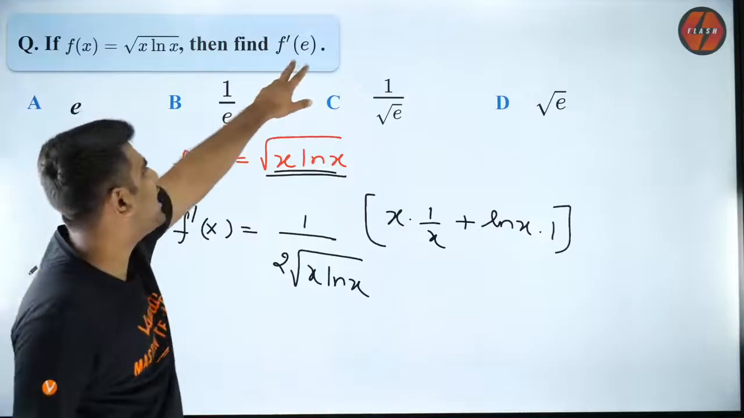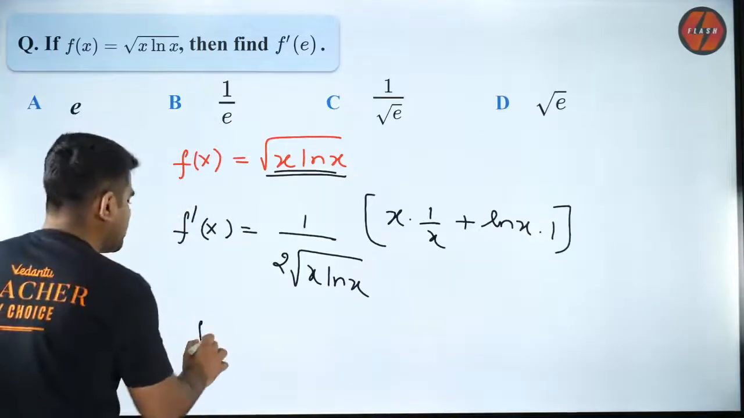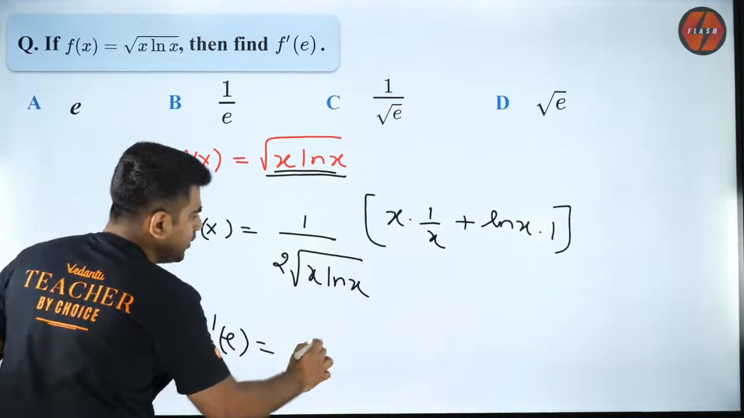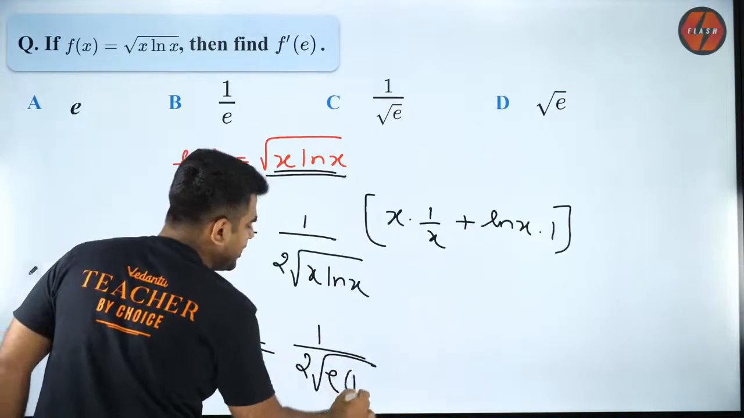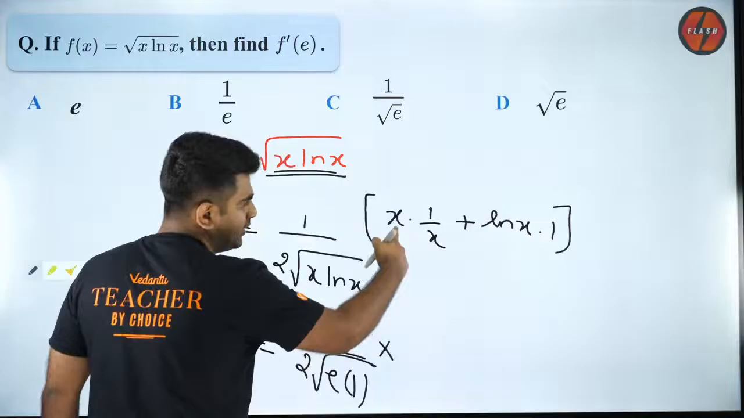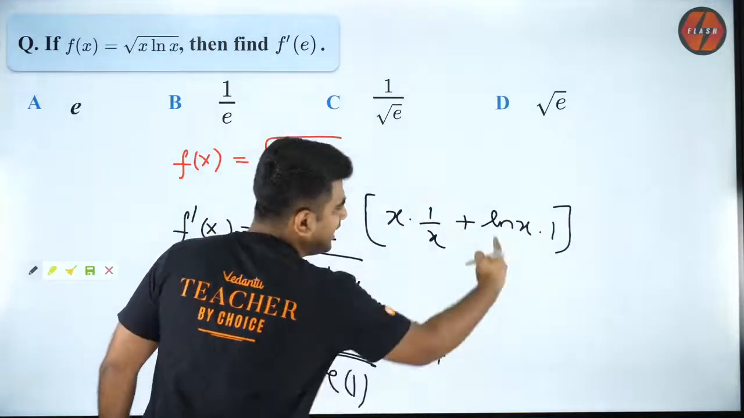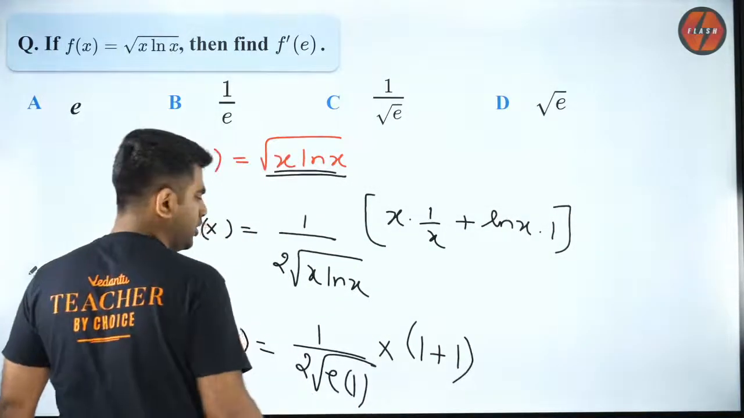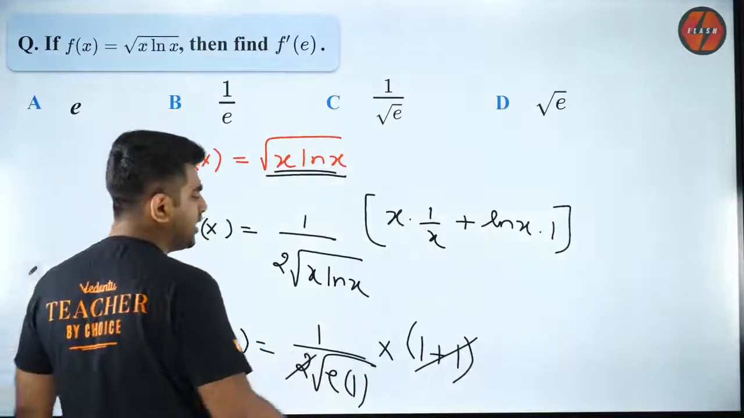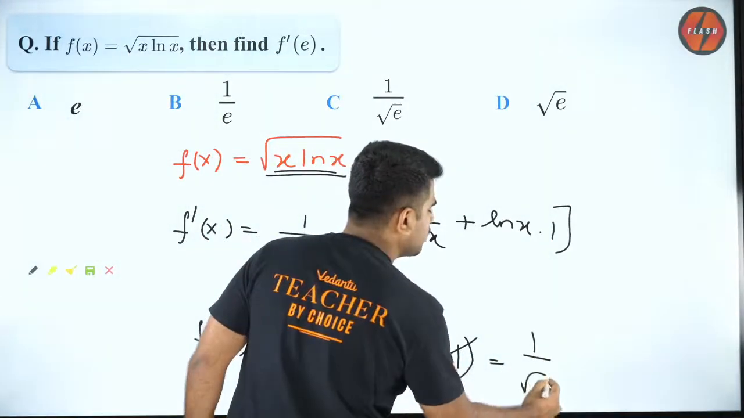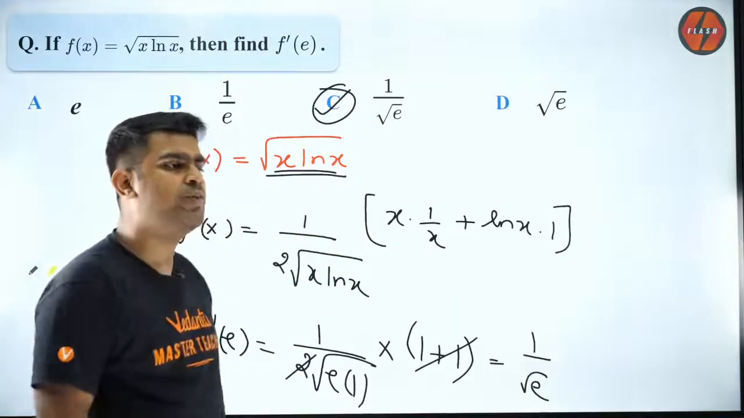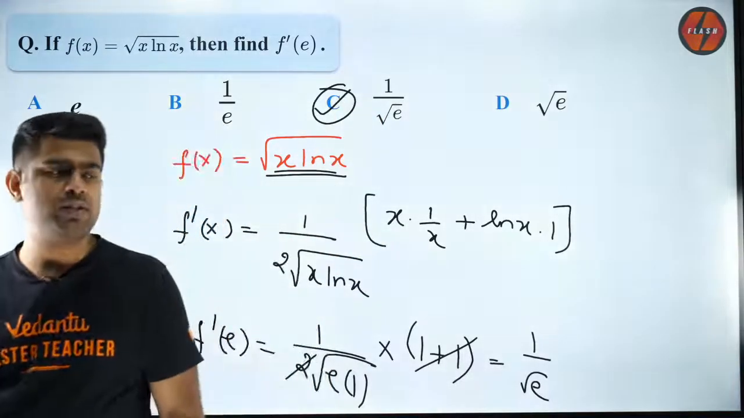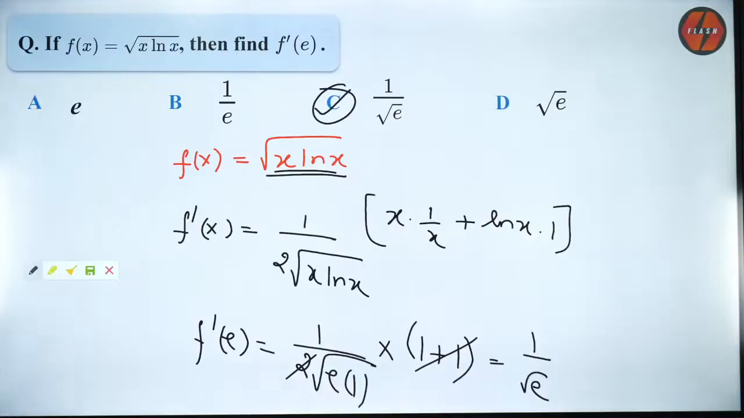Now we want to find it at E. So what is f dash of E? F dash of E is equal to 1 by 2 root E into ln E. Ln E is 1 into, this will be 1 plus ln E. Ln E is again 1. So 1 plus 1 and 2 will get cancelled. The answer is 1 by square root of E. So option C was absolutely right. Uncharted was correct. Kalishwaran, that is Bhumina Darshan, is right. Everybody has got it correct. Awesome.